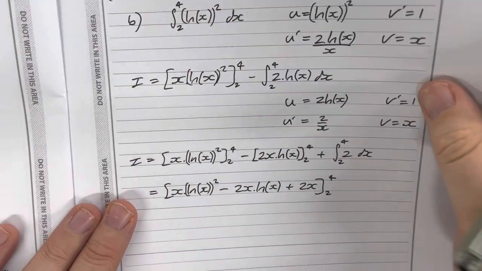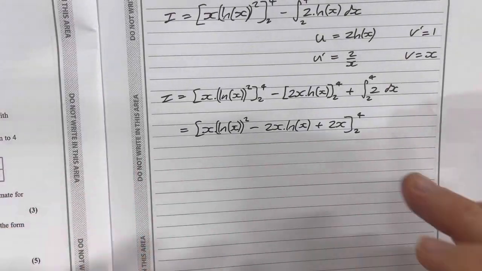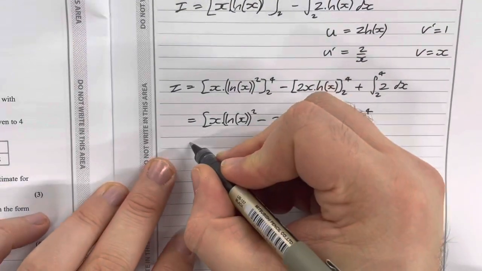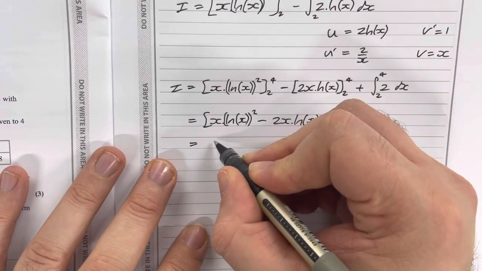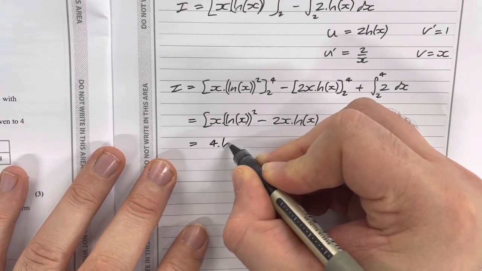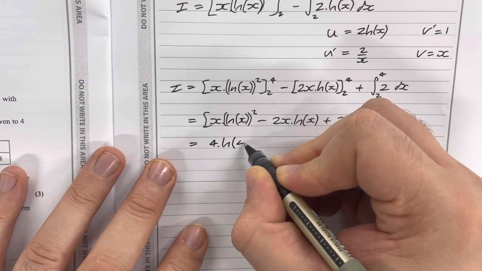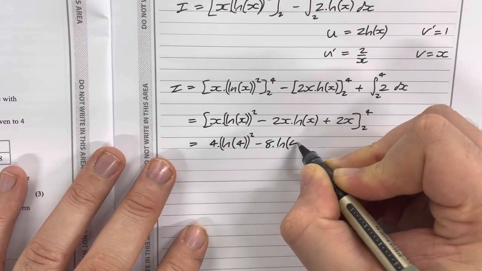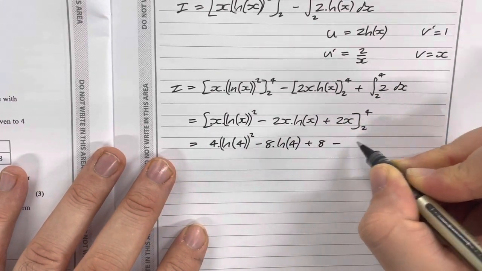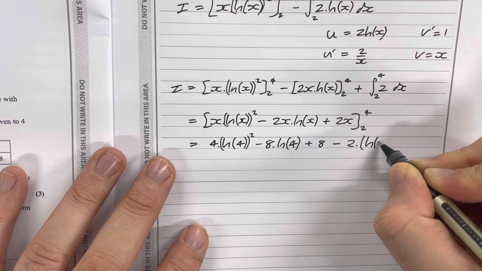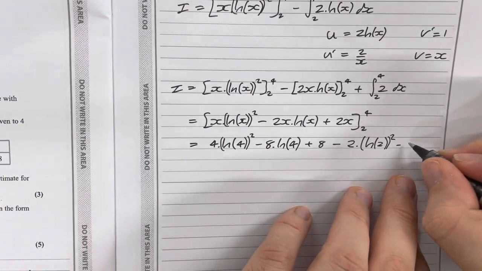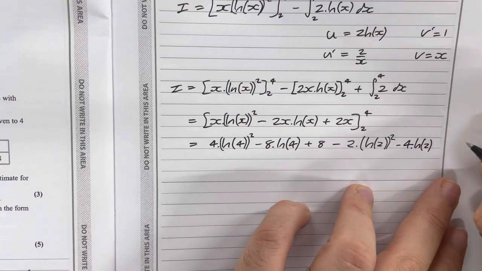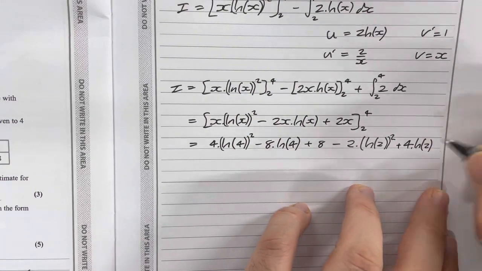Okay, that's what we've got so far. Now we've got to plug in the upper and lower limit. So that's going to be 4 times log of 4 squared minus 8 times log of 4 plus 8 minus 2 times log of 2 squared minus 4 times log of 2. Minus 4.